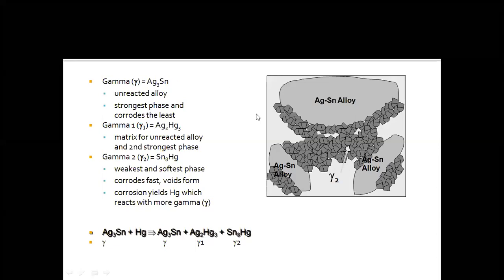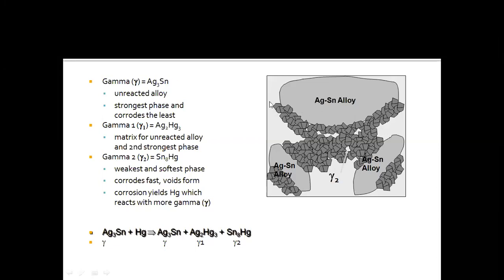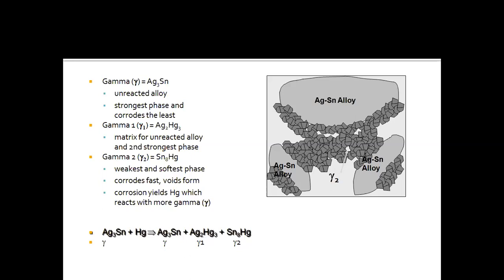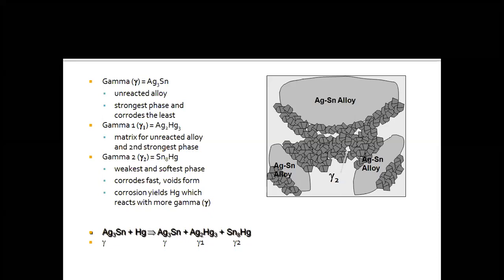Now, gamma phase. That is your silver and tin, which is the unreacted alloy. That's the strongest phase, and it corrodes the least. Then you have gamma 1 phase, that is your silver and mercury matrix for unreacted alloy, and the second strongest phase after your gamma phase. Then you have gamma 2 phase, which is the weakest.